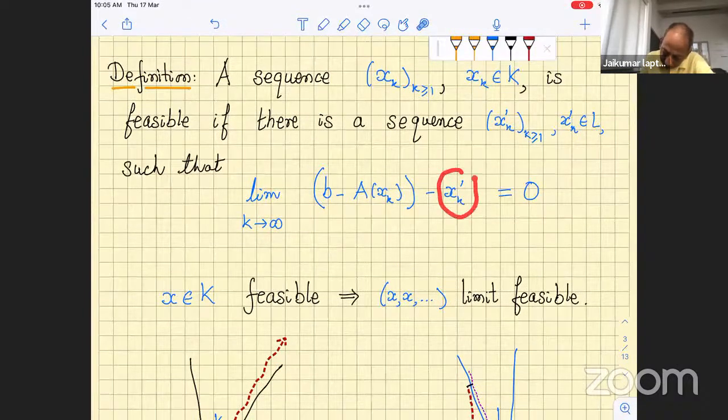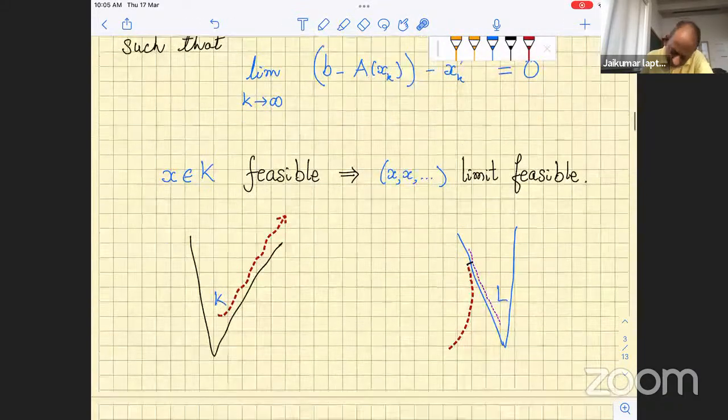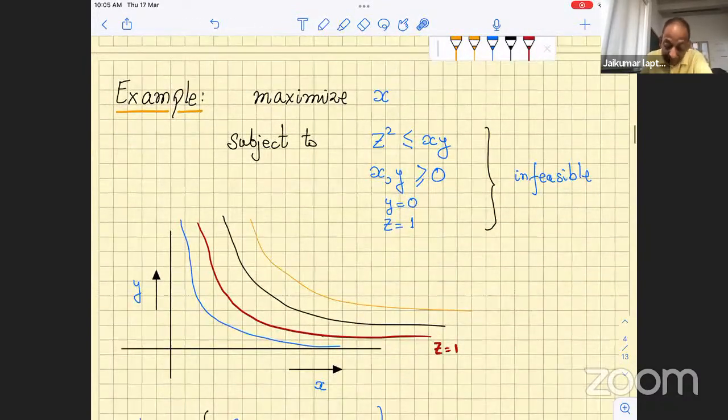I should be able to give tracking points. The tracking points were 0 in this case because the entire cone itself has only 1 point. And this quantity should become 0 eventually. This quantity already had a 0 in the z coordinate. The only problem was the y coordinate used to be not quite 0, but a small number, 1 over k. And by taking k large enough, I will approach 0 arbitrarily close. So this is a program which is not feasible, but it is limit feasible.